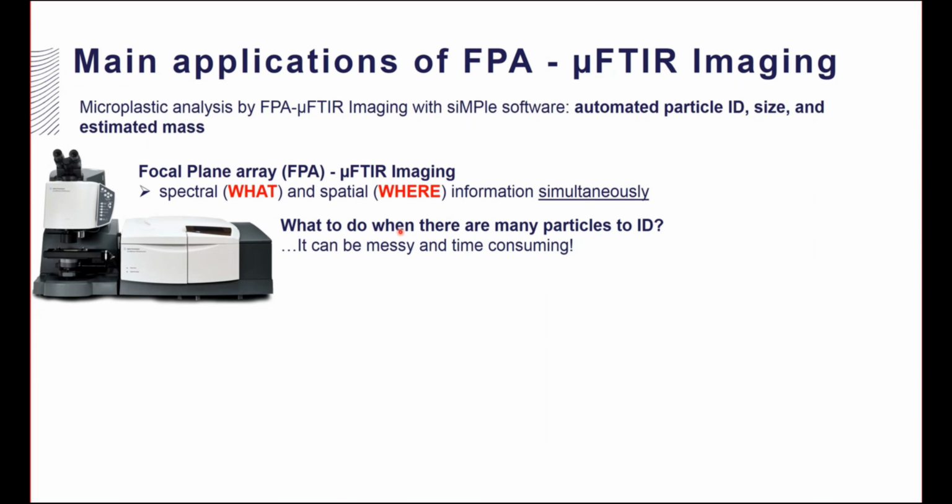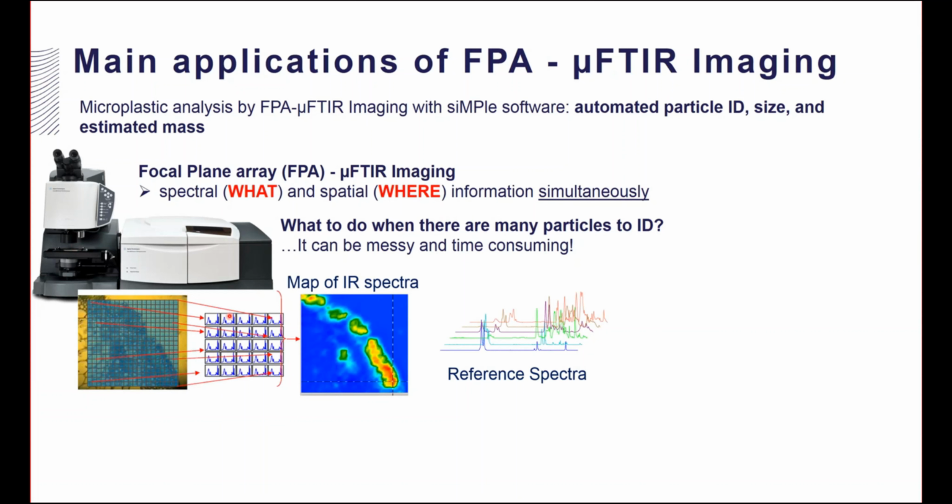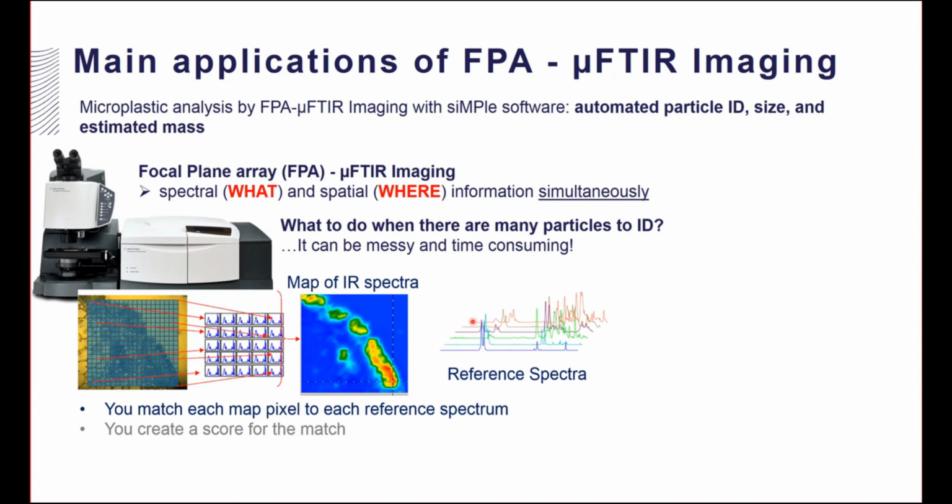What do we do when we have so many particles to identify? It can be messy and time consuming. And if in a sample we have, I don't know, thousands of microplastics, it can become very difficult to go manually through the map. To solve that, when we collect several thousands of spectra in one go, we can compare them automatically to a reference database. We do that by matching each map pixel to a reference spectrum, and with that, we can create a score for this matching.